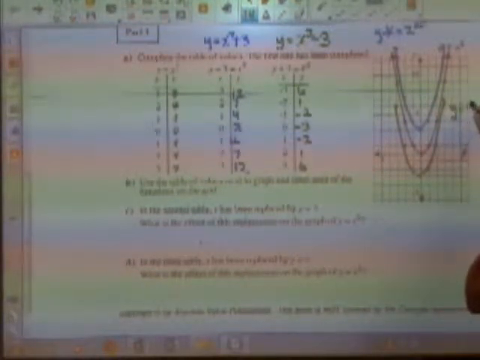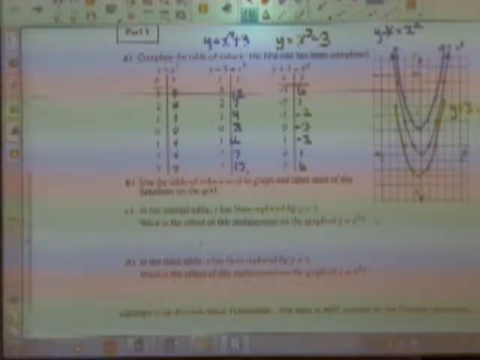So this was y plus 3 equals x squared. So what happened this time? Each point went down 3.